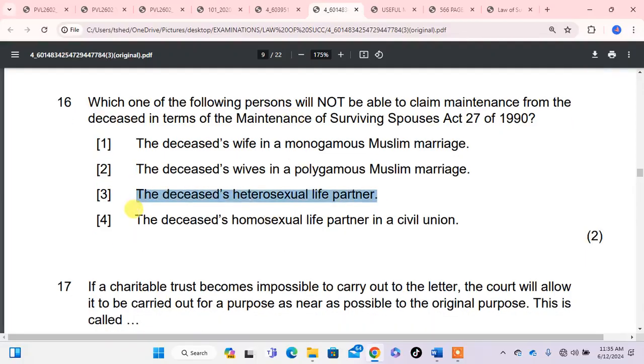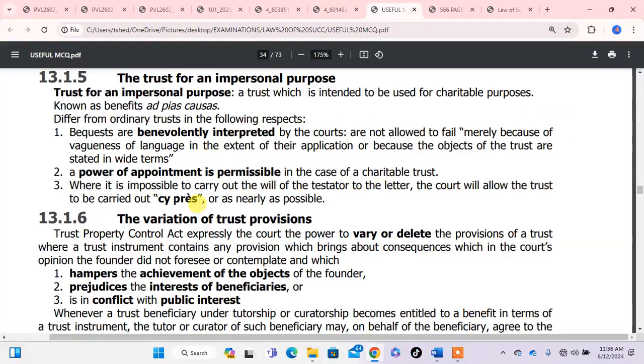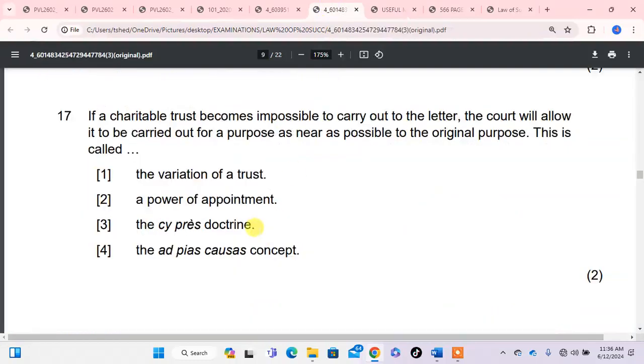Let's go forward. If a charitable trust becomes impossible to carry out to the letter, the court will allow it to be carried out for a purpose as near as possible to the original purpose. This is called cy-près. A power of appointment is permissible in the case of a charitable trust, where it is impossible to carry out the will of the testator to the letter. The court will allow the trust to be carried out cy-près, as near as possible. Therefore, we know the correct answer. The correct answer is number 3, right?